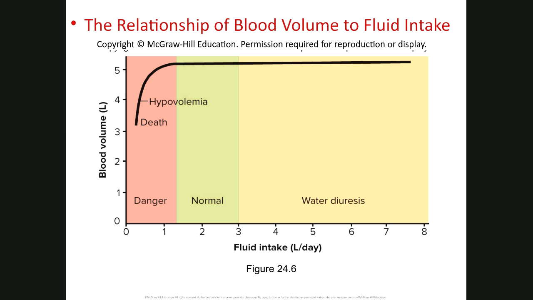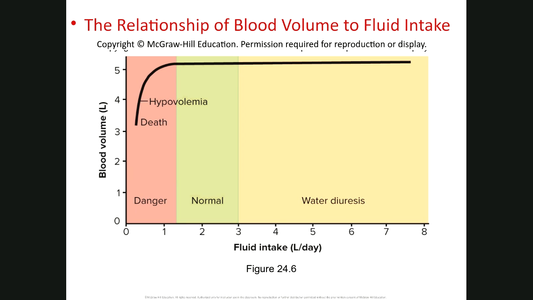So this is a comparison of blood volume with the fluid intake per day, from 1 liter, 2, 3, 4 liters. If a person is taking in about 1.5 to 3 liters, then the volume is at about 5, which is a safe and normal volume. Now, if the person is not taking in any fluid, the volume is almost at 3, which is a very dangerous level and can lead to death. Even at 4 is hypovolemia.